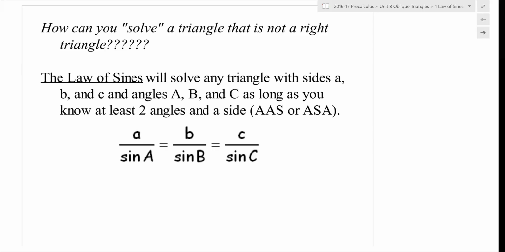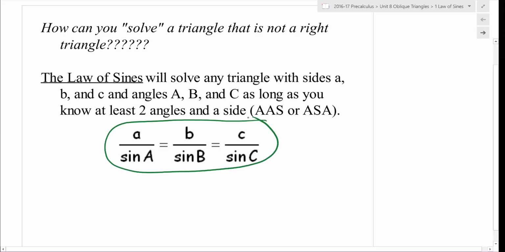You've learned how to solve triangles, right triangles, using inverse trig functions and other tools. Today you're going to learn how to solve oblique triangles, that is, a triangle that is not a right triangle, using a tool called the law of sines. And here's the law of sines right here.